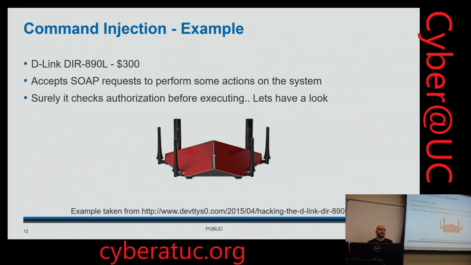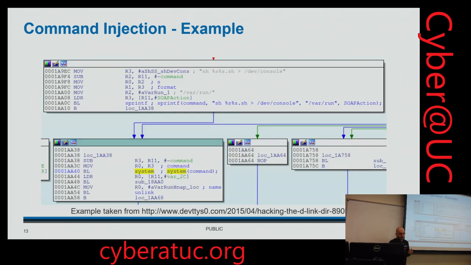So it's a $300 thing, right? Surely it checks authorization before executing, right? So let's have a look at that. We can find the firmware for this device online, rip it apart, pull out the binaries that are on the system, and load these into IDA. This is where it's actually doing that sending to the command line operation. We see a call to system right here. It's using a command that is built higher up using this string, sh%s%s .sh. So it's building a command to run on the command line, and it takes a parameter that is passed in that we can control.